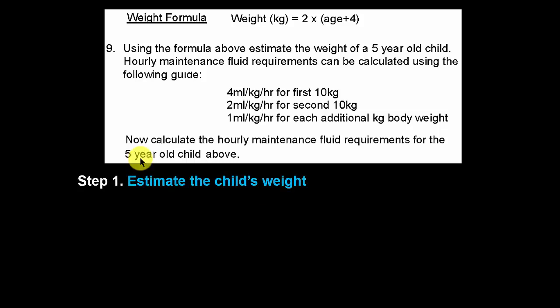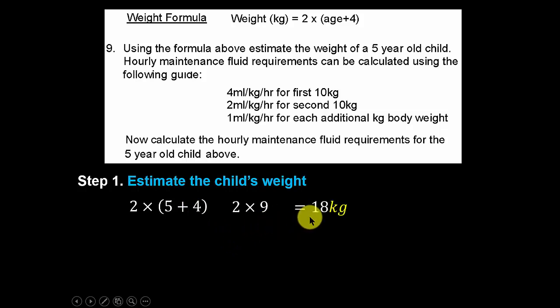Step 1 will be to estimate the weight of a 5-year-old child, and I will use this formula. So I will take the child's age, 5, add 4 to it, which is 9, and multiply that by 2. So I get 2 times 9, which is 18. It's very important in this formula to do the contents of the bracket first. That's what the bracket means. It says do me first and then multiply by the 2. So I've estimated that child will weigh 18 kilograms.